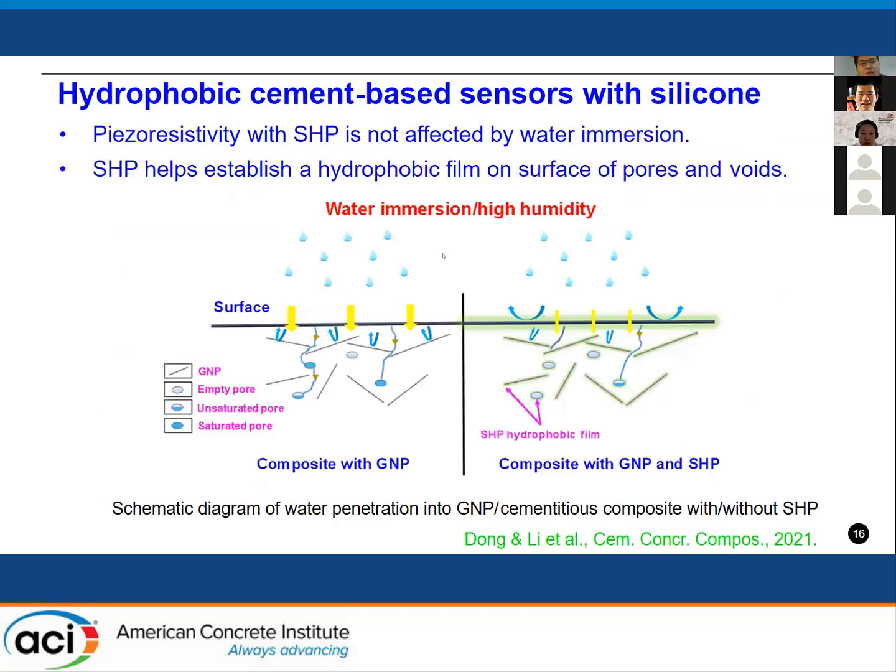So now here I would like to explain why the piezoresistivity with SHP is not affected by the water immersion. The reason is that the SHP actually helps to establish hydrophobic films on the surface of the specimen. And then the hydrophobic films on the surface of the pores and voids can achieve the hydrophobic capacity for the cement-based sensors, as you can see from this figure.